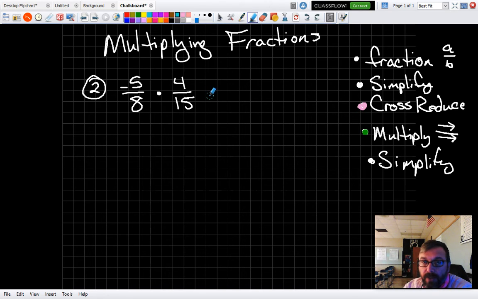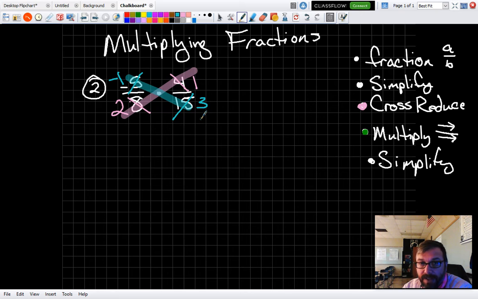I can actually cross-reduce on this because 8 and 4 actually do share some common factors. The common factor being 4. So 4 divided by 4 is 1. 8 divided by 4 is 2. And if I look at it again, 5 and 15 actually share common factors as well. They share a 5. So -5 divided by 5 is -1. And 15 divided by 5 is 3.